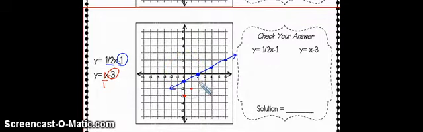Up 1 over 1. Up 1 over 1. I think one more is going to do it. Up 1 and over 1. There it is. We could even do one more for good measure if we want.